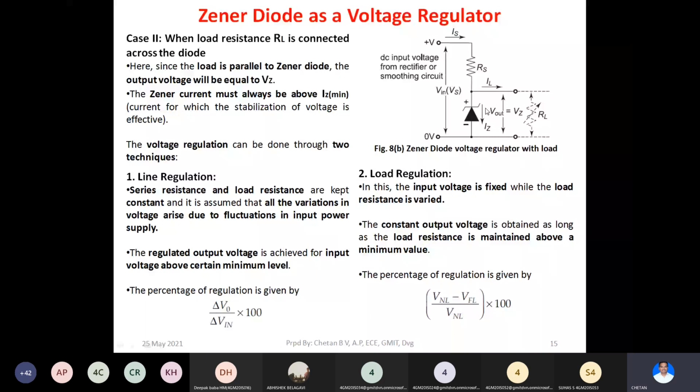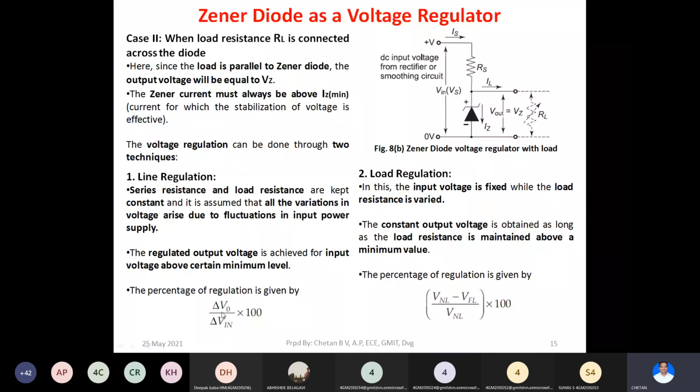To operate this diode in the reverse breakdown region, you need to apply a reverse voltage which is greater than the reverse breakdown voltage Vz of that diode. Suppose you apply a reverse voltage which is less than the reverse breakdown voltage of the diode, then it will not work in the reverse breakdown region, and in turn it will not generate constant output voltage. So that is one important thing to be noticed in line regulation.